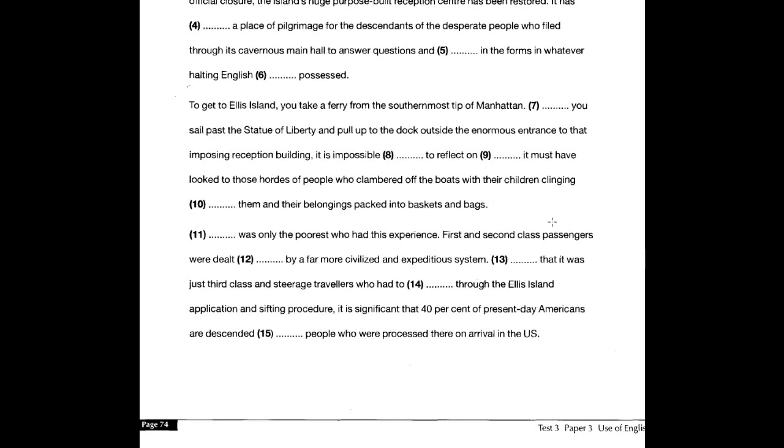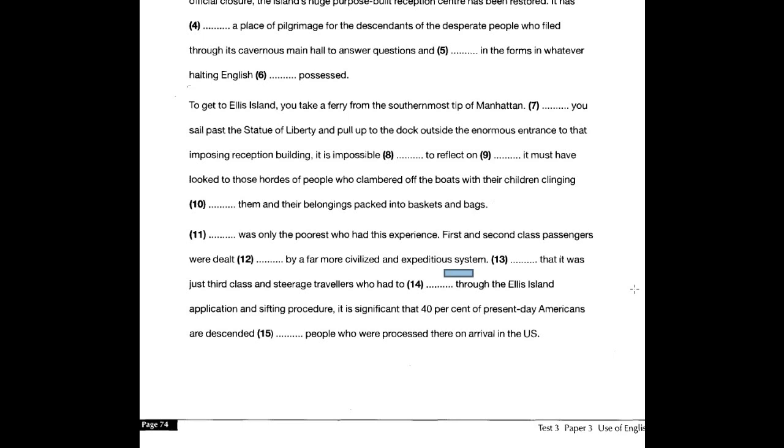So let's come back to the first word here, 13. Now, this is a difficult one. We've got something that it was just third class and steerage travellers who had to through. Now, you can see you're looking for a verb here before the preposition. It's a phrasal verb again. You can see that preposition, then noun. You need a verb after had to. It's going to be in the infinitive because of the had to.